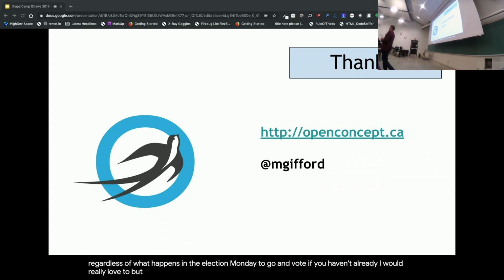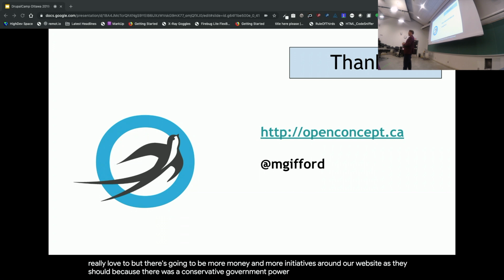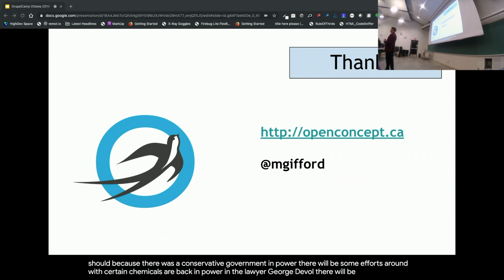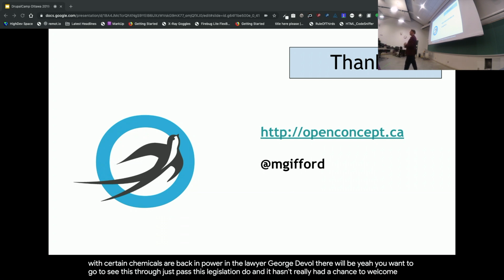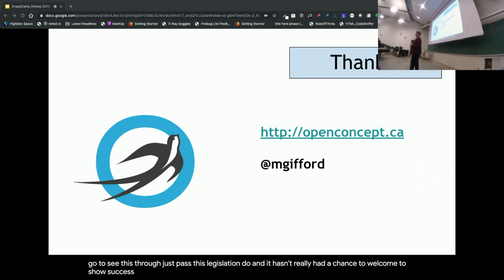There's going to be more money and more initiatives around this legislation because there was unanimous support for it. So even if there is a conservative government in power, there will be some emphasis around this. Certainly if the Liberals are back in power in a minority or a majority government, they will want to see this through because they just passed this legislation at the end of June, and it hasn't really had a chance to be implemented, and they want to be able to show success in the next election. So there will be some more momentum around that.